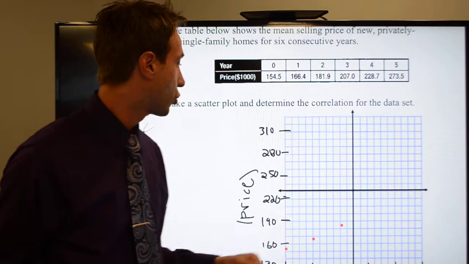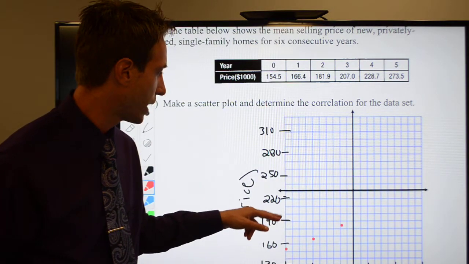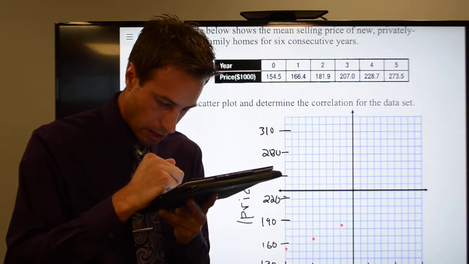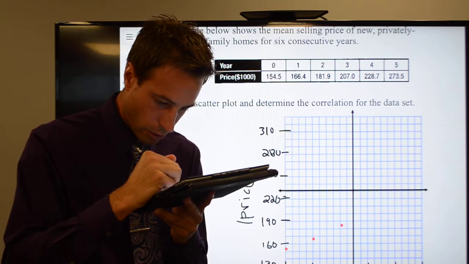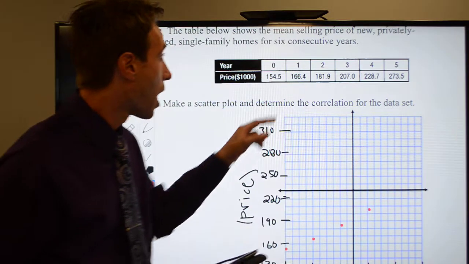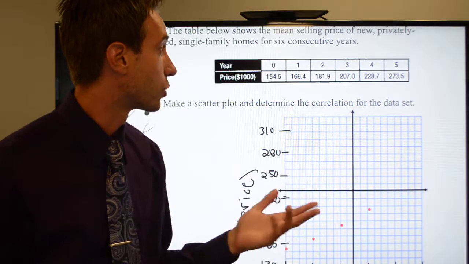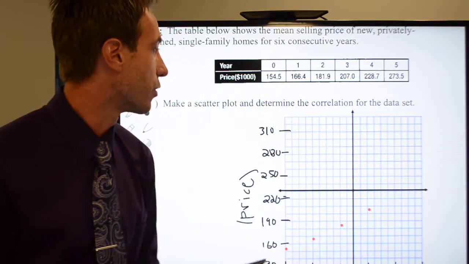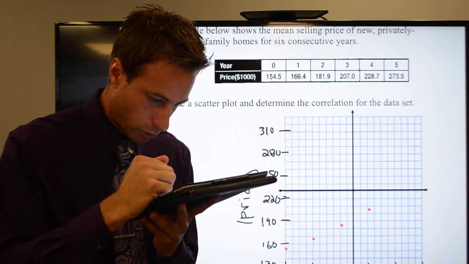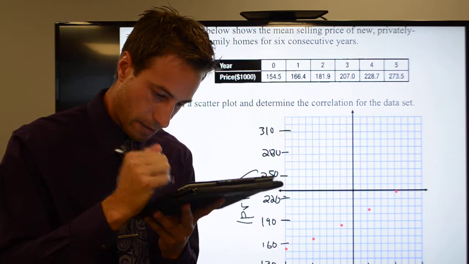Year 3, I'm at 207,000. Well, there's 190. There's 200. It put me between 200 and 210, and that's in year 3. So let's see here. There's 200, 210. So maybe right about there for year 3. Let's see, year 4, I'm at exactly 228.7, roughly 230,000. So let's find that one, year 4. Let's see, there's 220, there's 230. I need to be a little bit below that, maybe right about there.